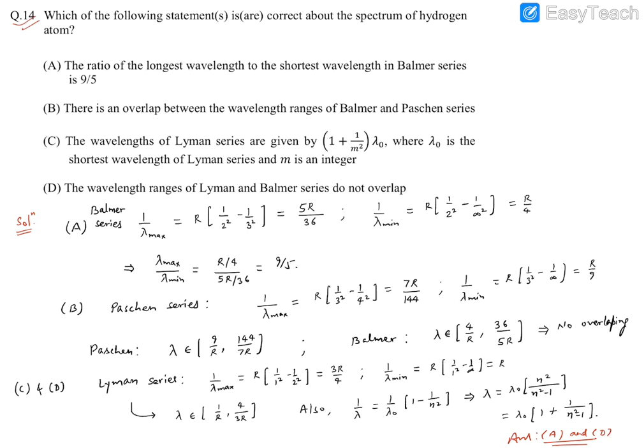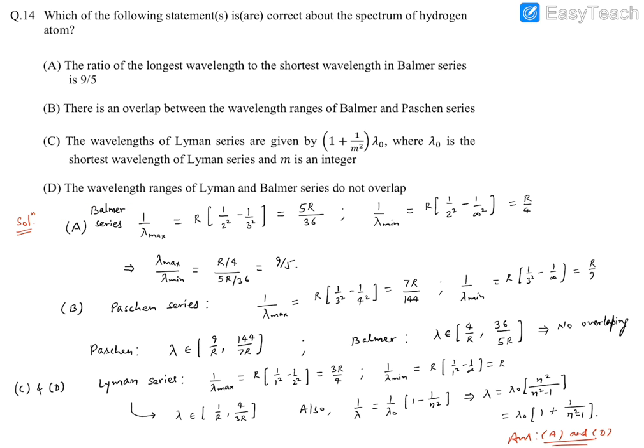Question number 14. It says, which of the following statements is or are correct about the spectrum of hydrogen atom. So there are four options. We need to read them and then decide which one is correct or not. Option A says the ratio of longest wavelength to the shortest wavelength in the Balmer series is this. We need to check that. Now let's see the options one by one.